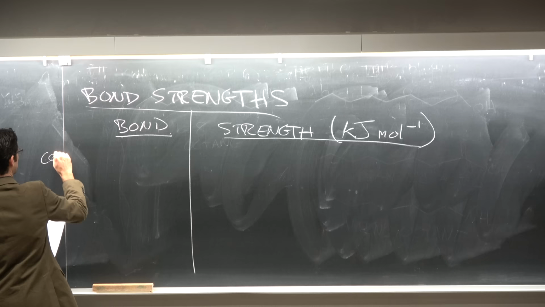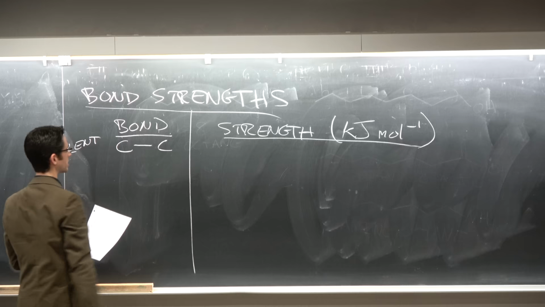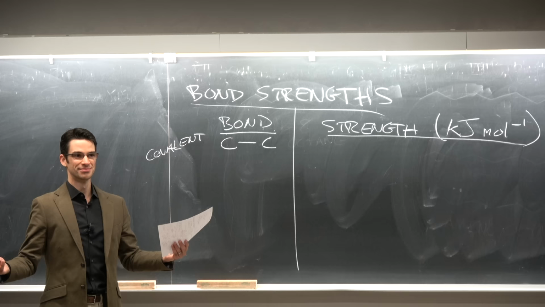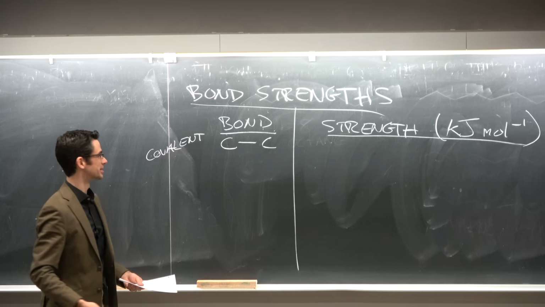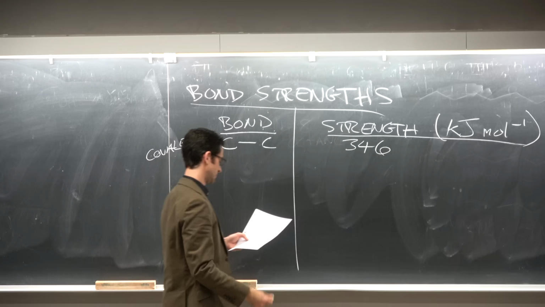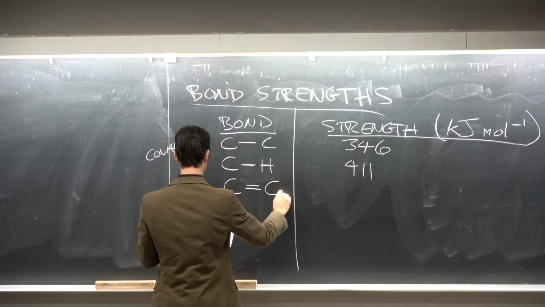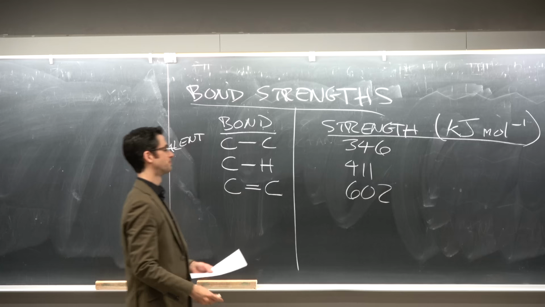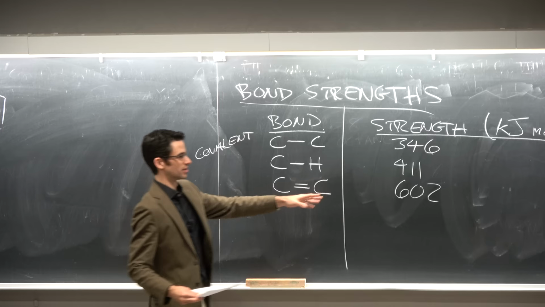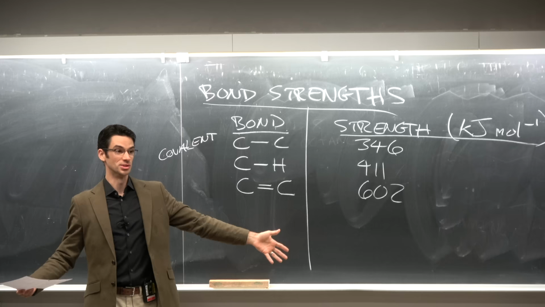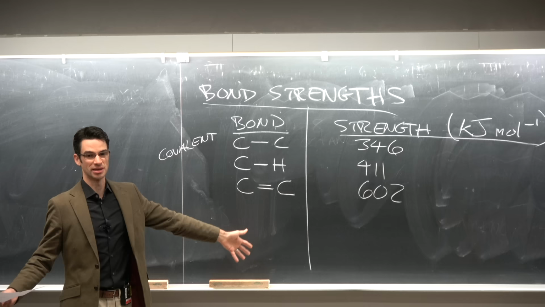How about covalent bonds? Carbon-carbon, sort of the lifeblood of organic chemistry and biochemistry. It's the framework. It's the drywall and multi-purpose spackle of organic chemistry. 346 kilojoules per mole. CH, 411. C double bond C, 602. Now the way I always think about this, I would never, notice I had to look at my notes, I would never know this to three digits. I would just say single bonds around 400 kilojoules per mole. Double bonds, carbon-carbon double bonds, about 50% more than that.